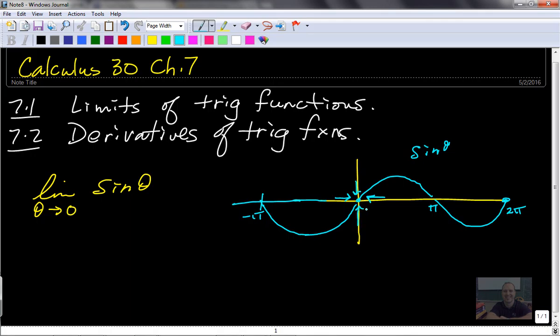And it's pretty easy to see from what you know about limits that as theta approaches 0 from both the left and the right side, the y value gets really, really close to 0. So it would be accurate to say that as theta approaches 0, for sine theta, the limit is going to be 0 itself. And that's what we see here.